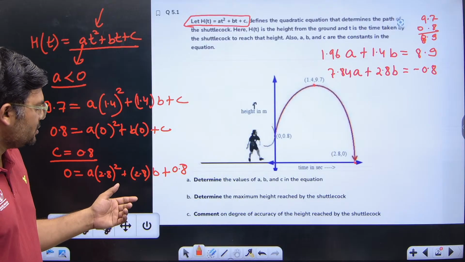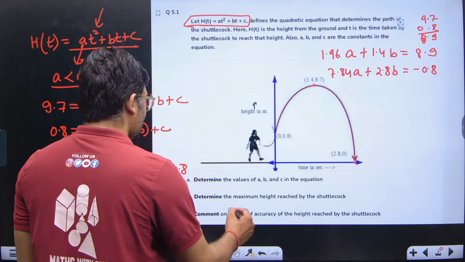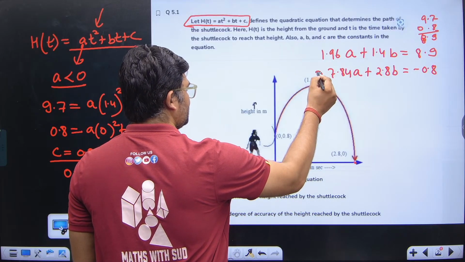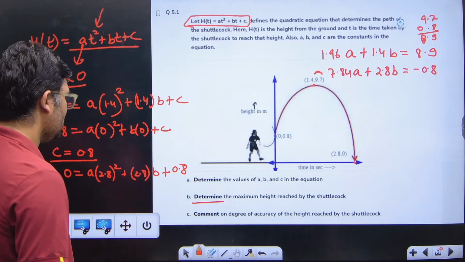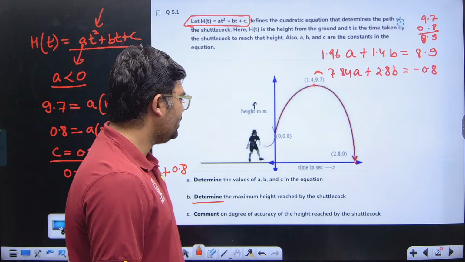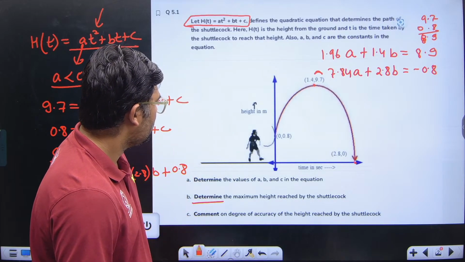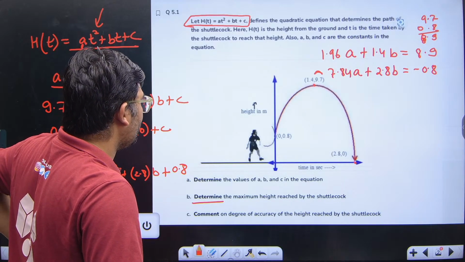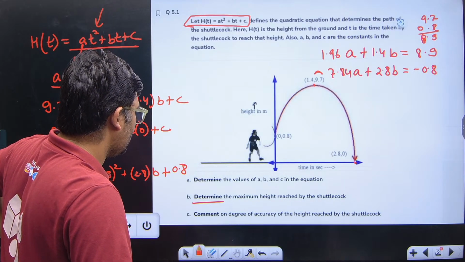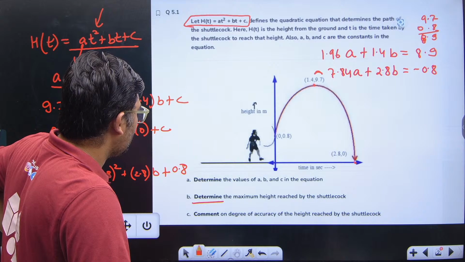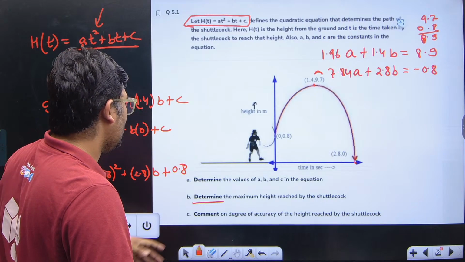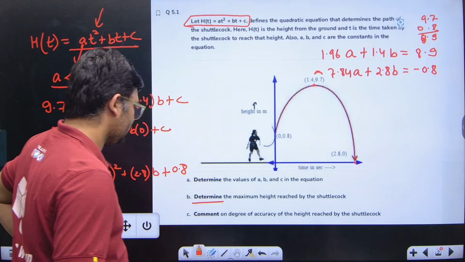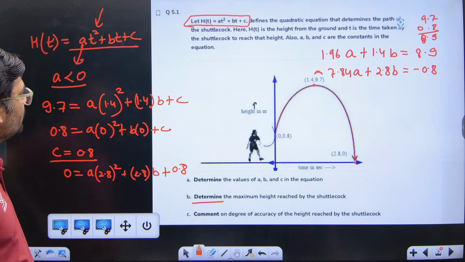But this is a very easy question. Determine the maximum height reached by the shuttlecock. So the maximum height is 9.7. That one's easy. Comment on the degree of accuracy of the height reached by the shuttlecock. Degree of accuracy depends on how you comment on that. Don't worry about that, you just have to start writing whatever. Okay.